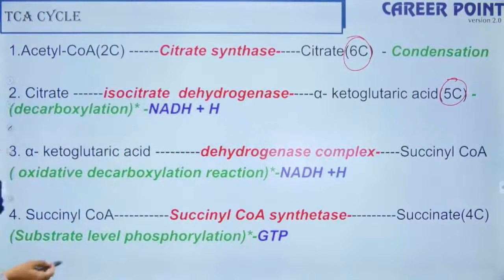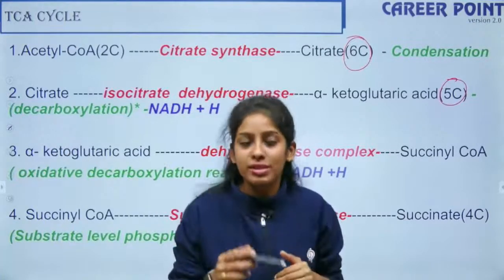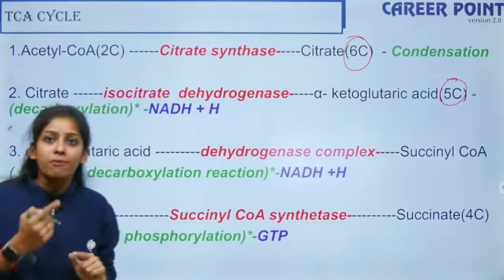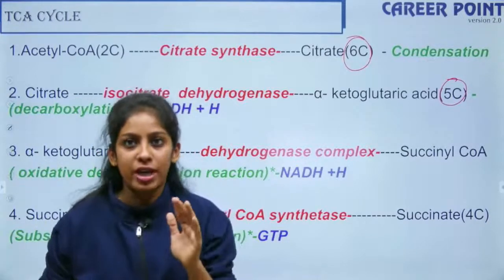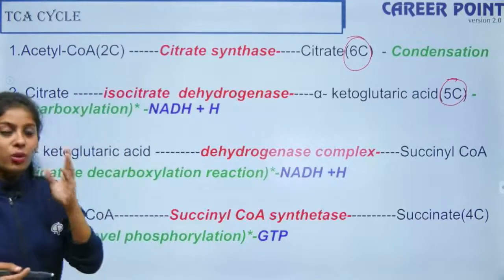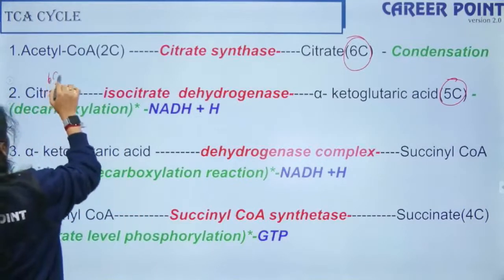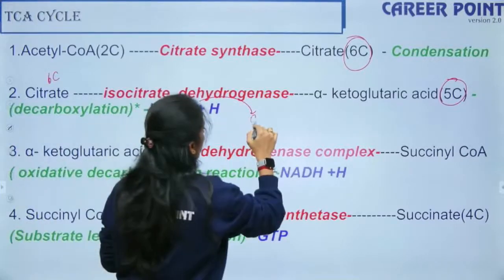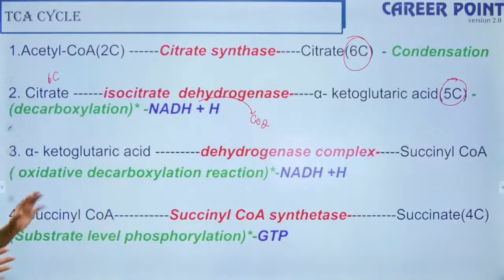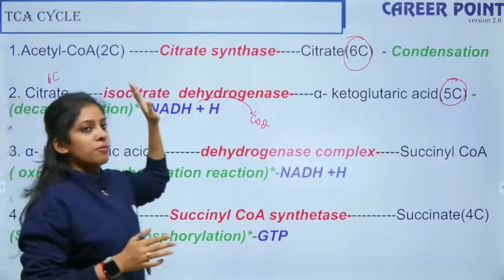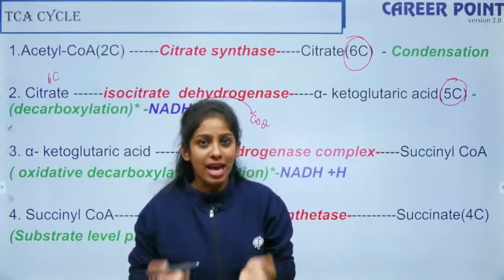So this is a type of decarboxylation reaction. What do I mean by decarboxylation? I remove 1 carbon, or 1 carbon dioxide. Both are the same, right? 1 carbon means in the form of carbon dioxide. So this is 6C, I remove 1 carbon dioxide, so it becomes 5C. This becomes alpha-ketoglutaric acid, and I get NADH plus H plus as a result. I am not utilizing it.